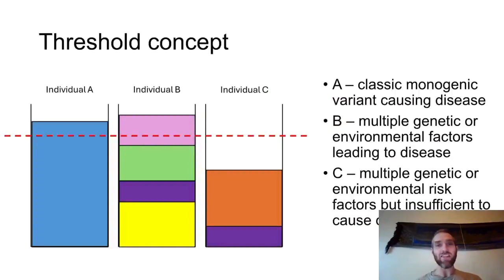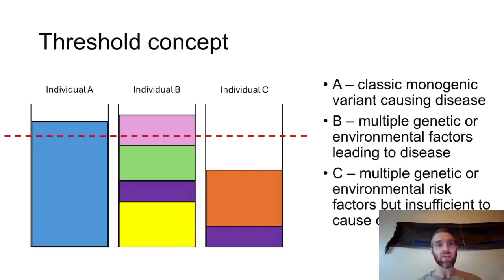Trying to put all of that together into a more simplistic formula, one way to think about this is the threshold concept. So you're imagining each person's individual risk is a bucket, and once you reach the threshold line, that is the point at which you have sufficient risk in order to develop the disease. Now, that risk might be a single genetic variant, it might be many polygenic variants, it might be environmental, and different people will have different causes for their disease. And also some people will be at some risk but won't go as far as developing the disease.